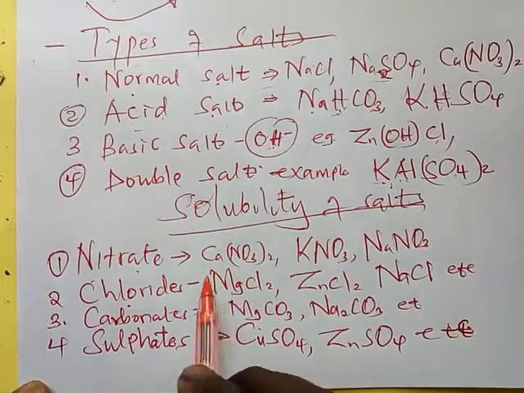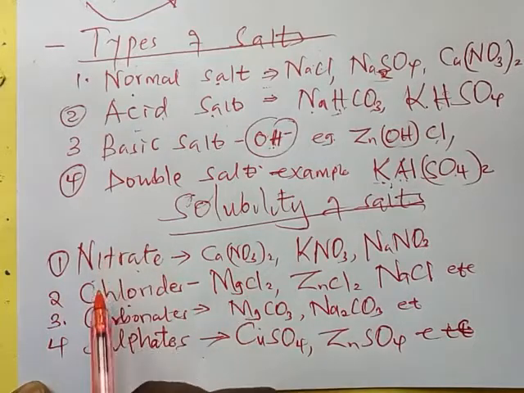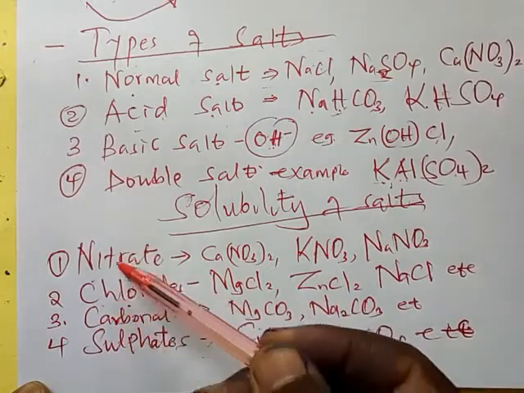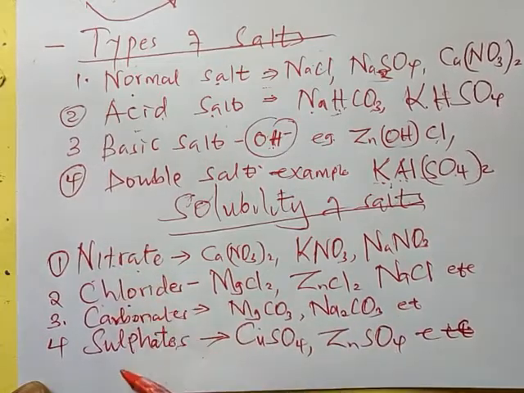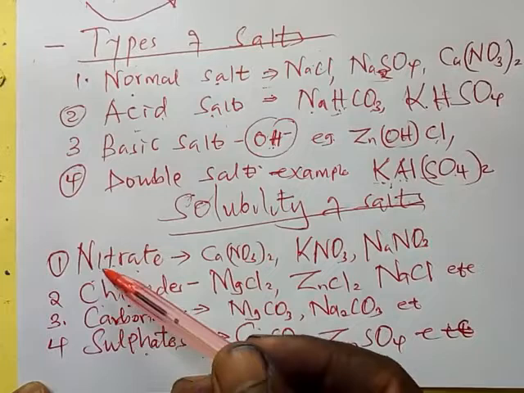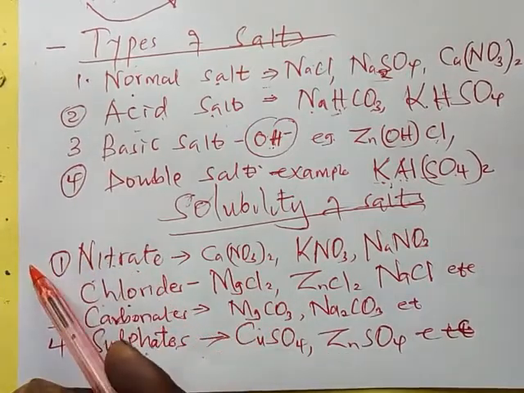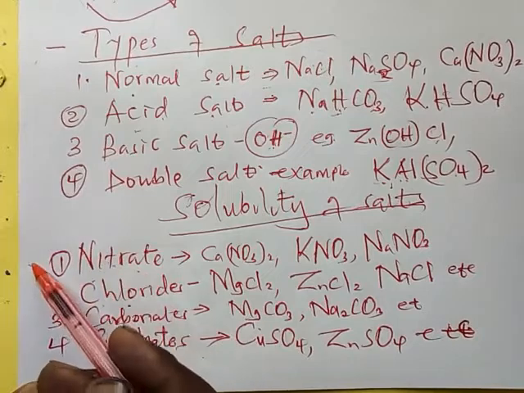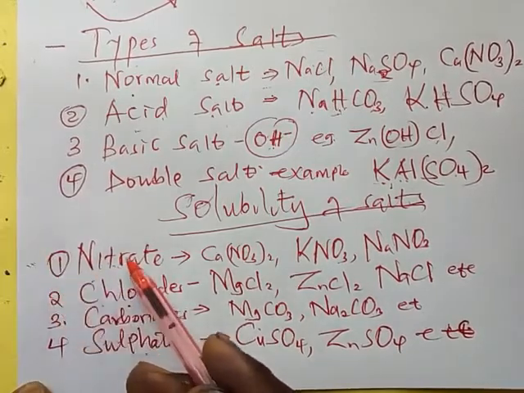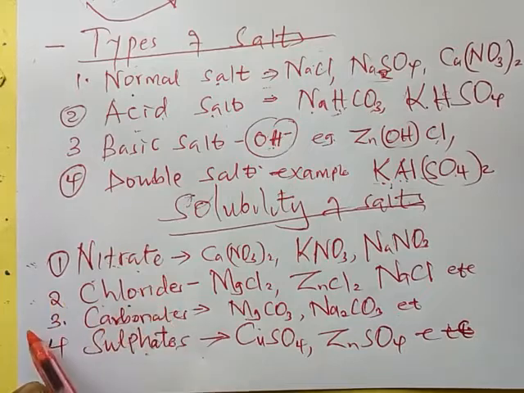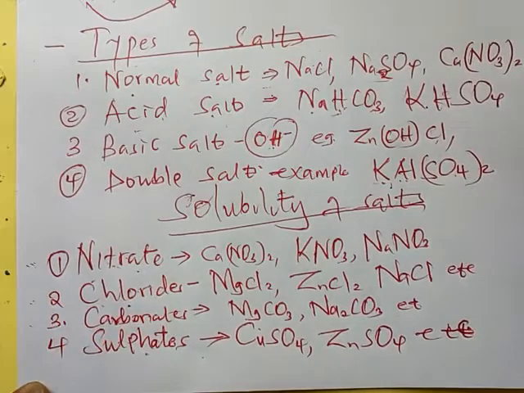So once we have now known that we have 4 different salts: nitrates, chlorides, carbonates, and sulfates. For you to mention a nitrate, you put the metal in front: magnesium nitrate, calcium nitrate, potassium nitrate, sodium chloride, zinc chloride, like that, sodium carbonate, etc.